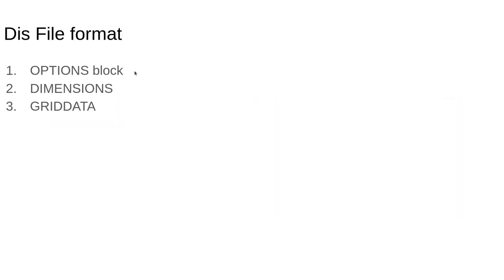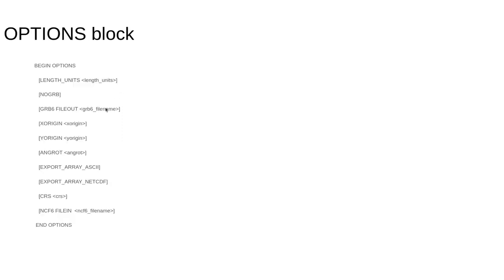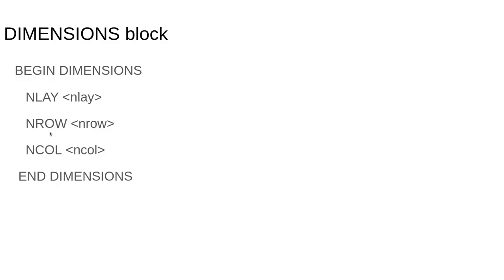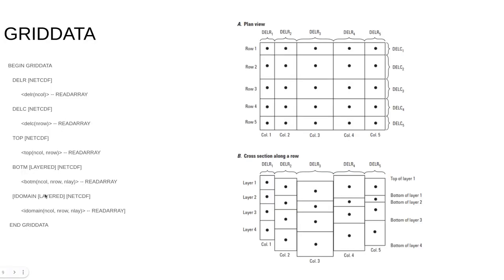Okay. So the DIS file format is made of 3 chunks. The first is the options block, which I actually haven't done yet. Then the dimensions block, and then grid data. The options block is typically optional. You can input things like length units, export file formats, the origin of the model. So if you're in a coordinate system like UTM, this would be showing MODFLOW, or the reader, where you are in space. Then we have dimensions, so that's the number of layers, number of rows, number of columns, and then finally we get into the grid data.